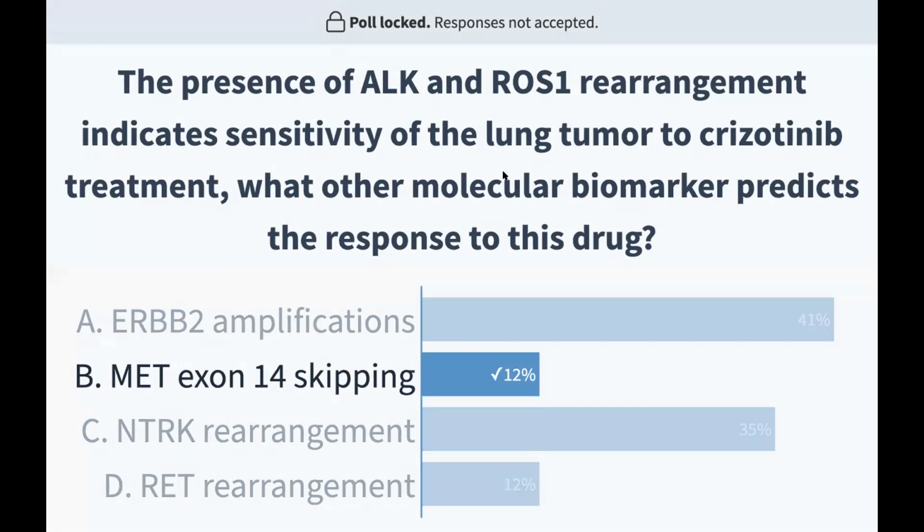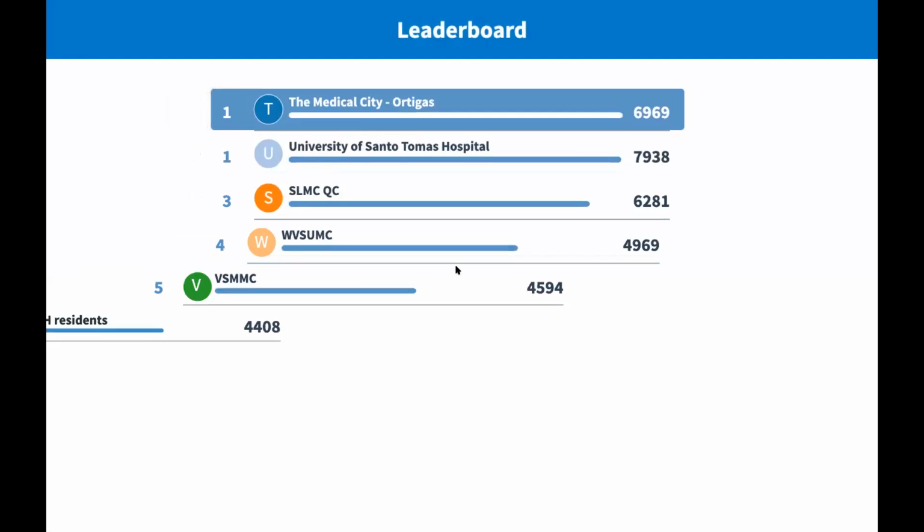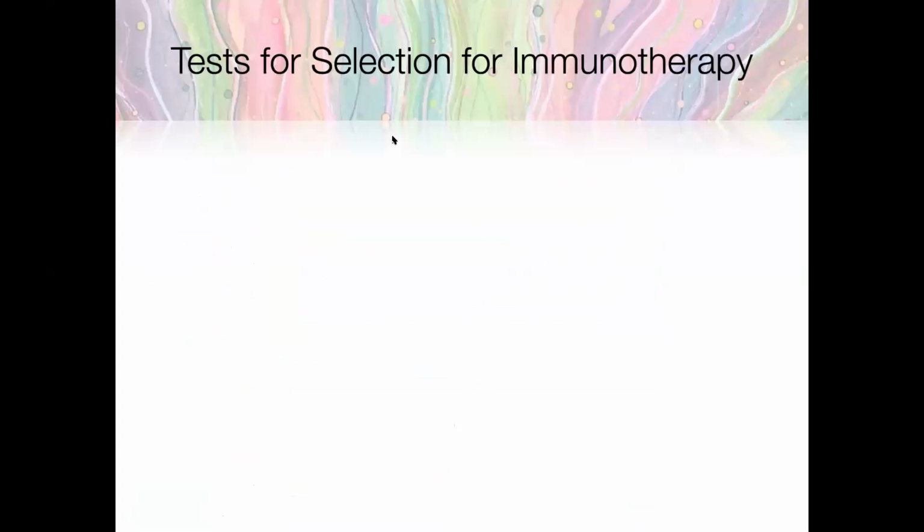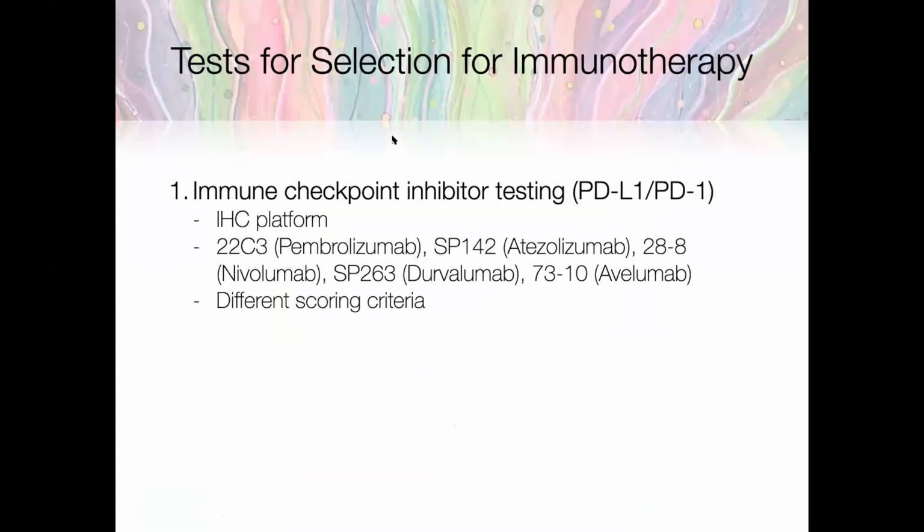So aside from targetable driver mutations, the field of immunotherapy for non-small cell lung carcinoma has emerged as one of the major therapeutic choices. So what is the role of testing to select patients for treatment with immunomodulatory therapies?